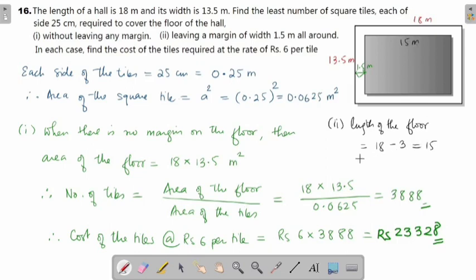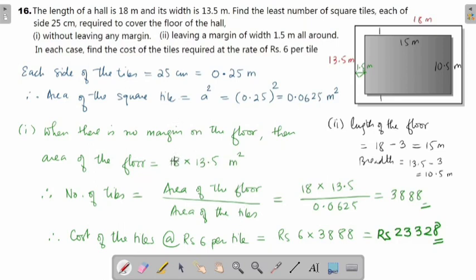And similarly your breadth is going to be, this is 13.5, right? From here I need to remove this and I need to remove this. Altogether this is also 3, so this becomes 10.5 meter. Everything else is the same, only this becomes 15 and here it should come 10.5. So number 2 starts like this, and you can do the same.